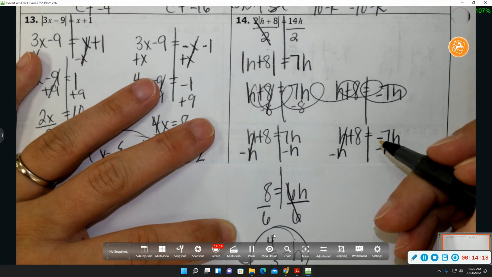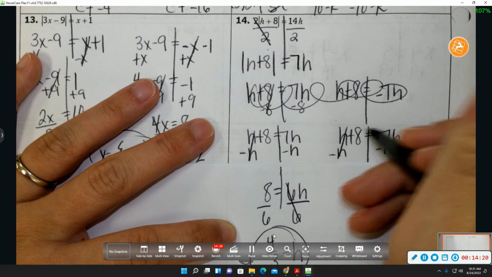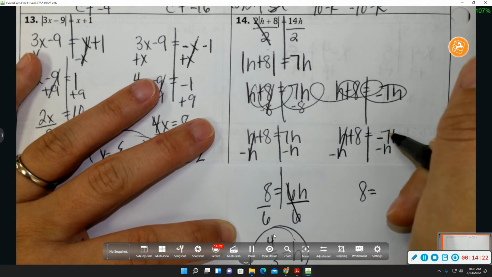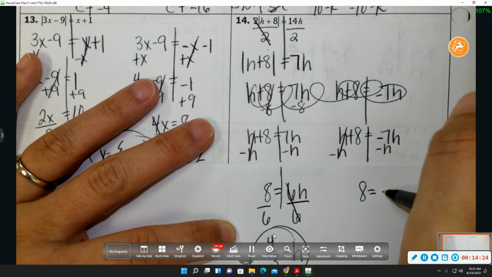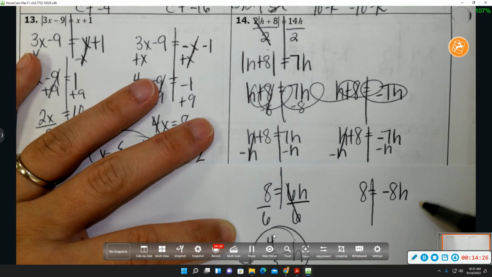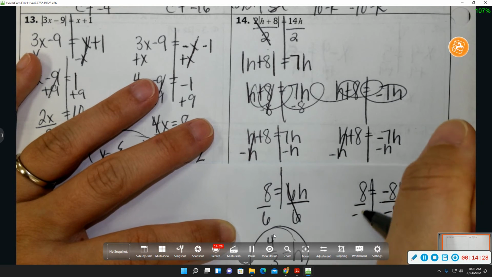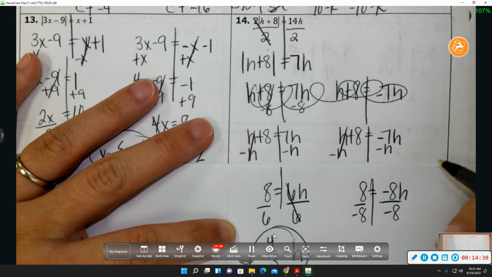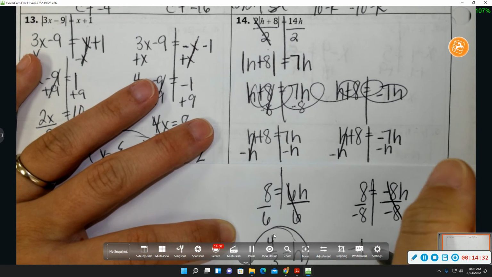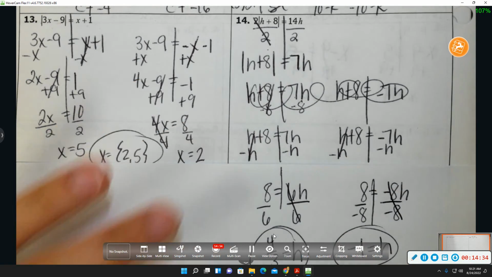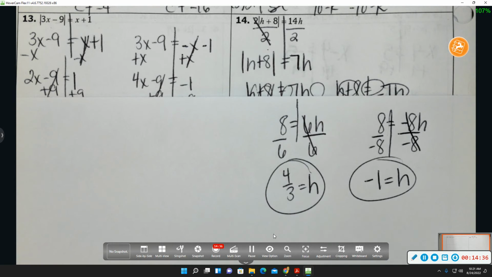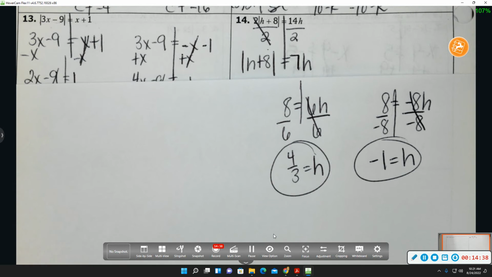Now on this one, I subtract 8, so I get 8 or subtract h like this. Divide by negative 8. This would give me negative 1 equals h. Sorry, you might not be able to see all that. So here are the two answers for number 14.